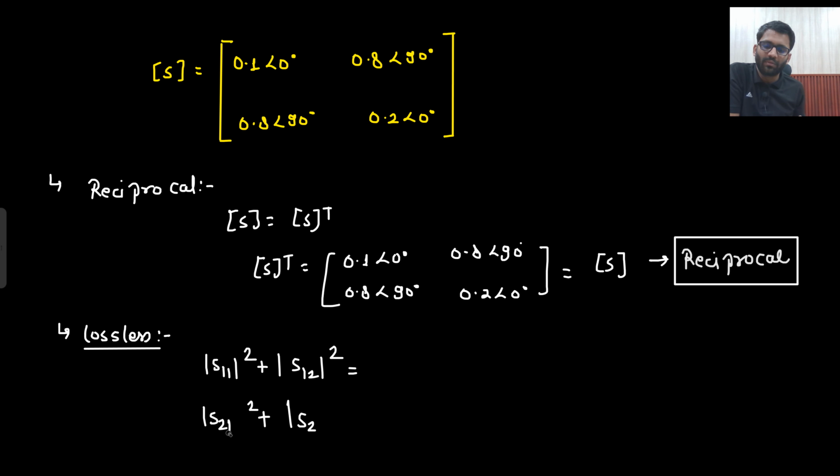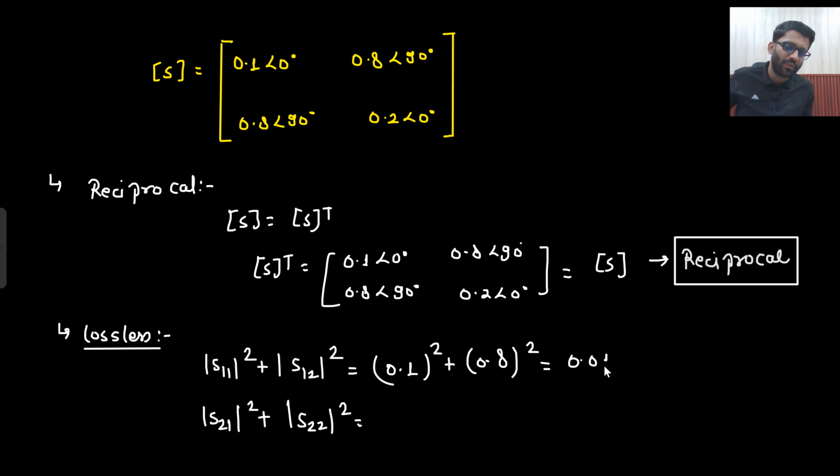S11, S12, S21, S22. So mod of S11. What is the mod of S11? This is the angle, this is the mode, the magnitude. So 0.1 whole square plus 0.8 whole square. So what are you getting? 0.01 plus 0.64. So you are getting 0.65, which is certainly not equal to 1.